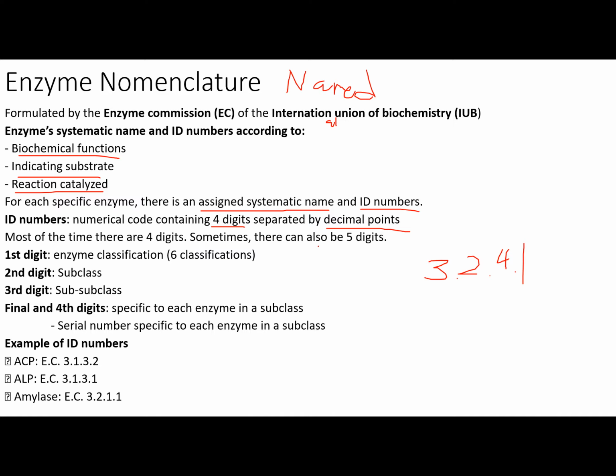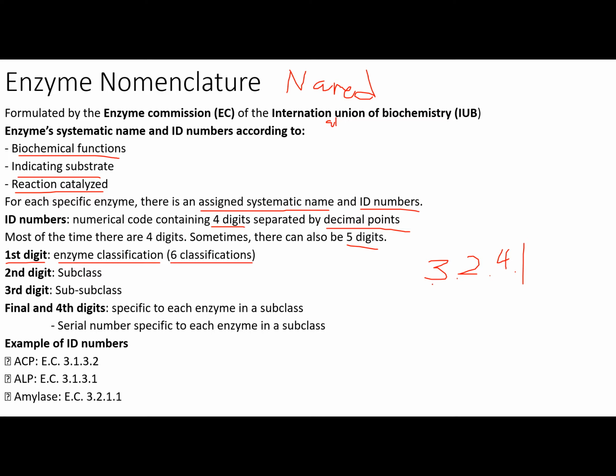But sometimes, class, there are enzymes which would have 5 digits. So there are cases wherein the ID number of enzymes would be 5 instead of 4. So for every digit class, there is a representation. The first digit class would refer to the enzyme classification. Later I will discuss what those enzyme classifications are. There are a total of 6 classifications.